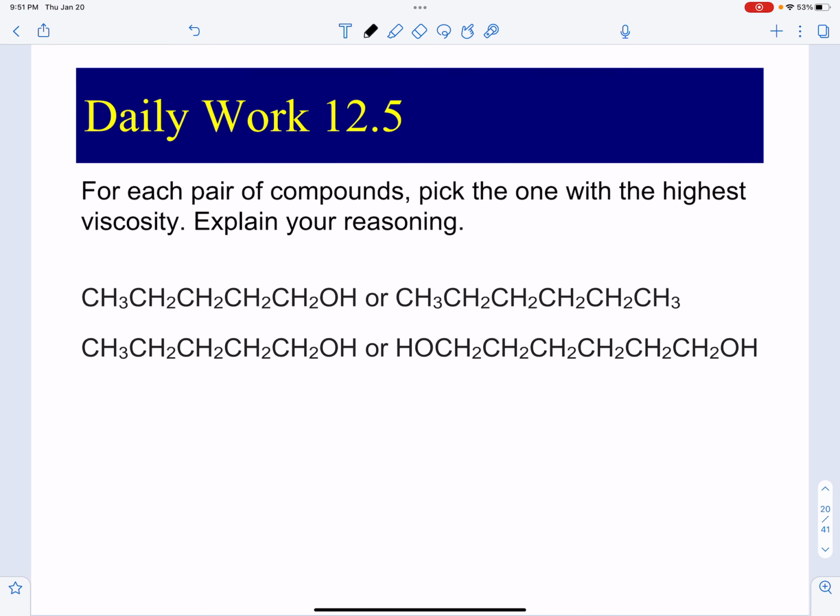And here's your daily work. You got two different questions, question 1 and question 2. Find the one with the highest viscosity and explain why.